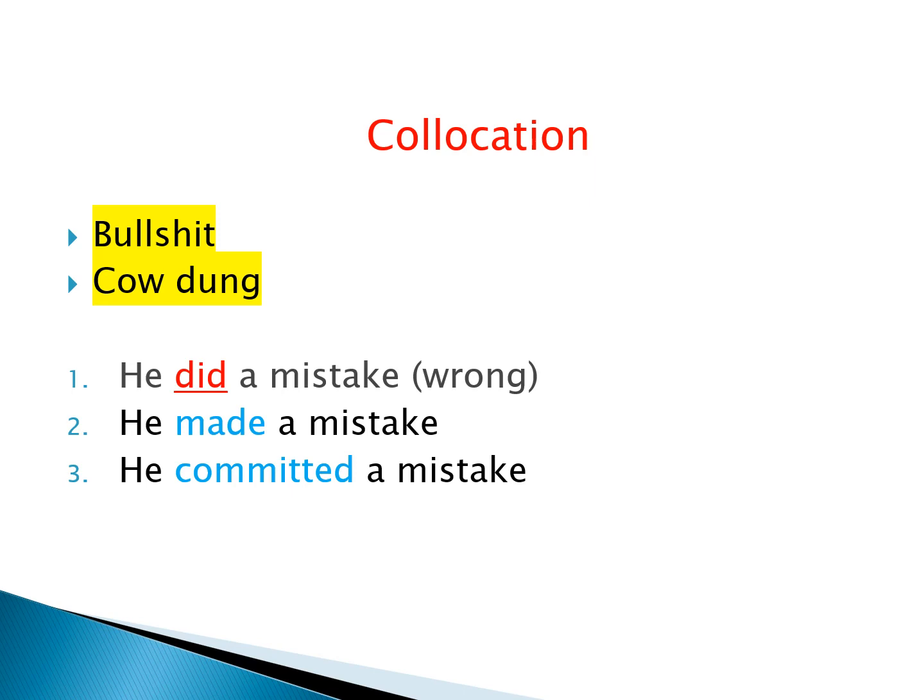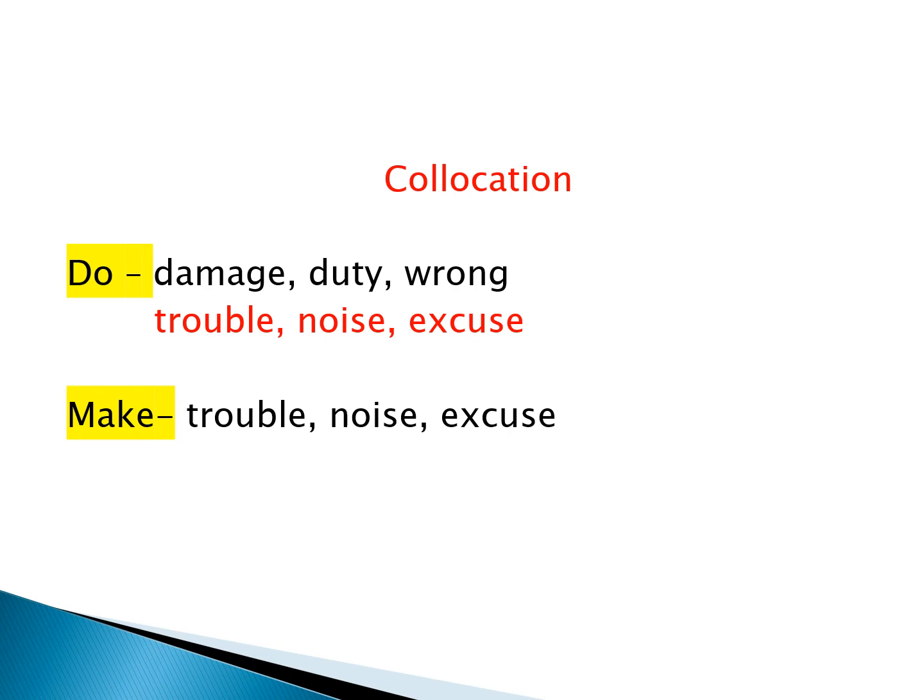If you look at the sentences on the screen, you can see that in the first sentence, the verb did is underlined because it's not correct to say that he did a mistake. The verbs that go with the noun mistake are made or committed. Hence, we should say he made a mistake or he committed a mistake. Similarly, we should not say high chance but good chance.